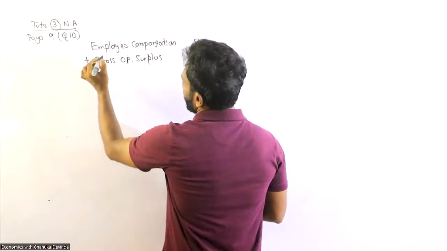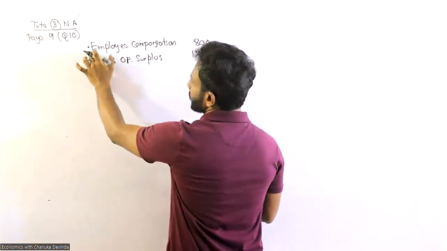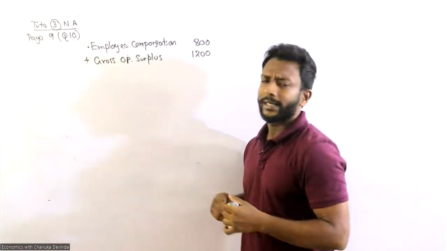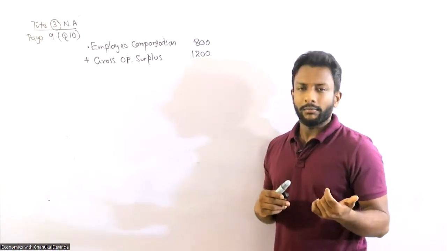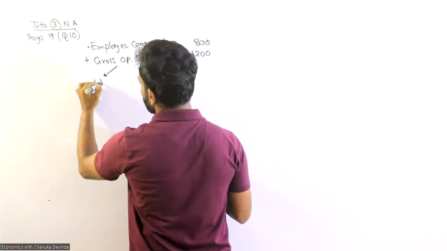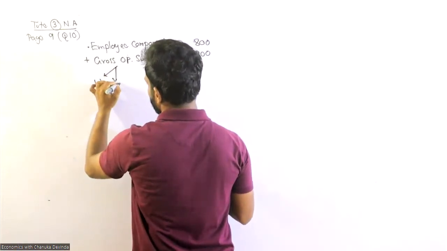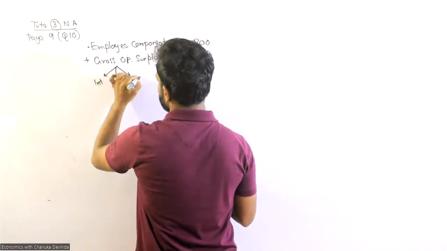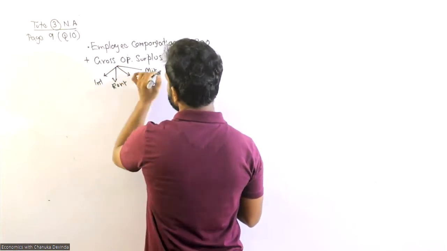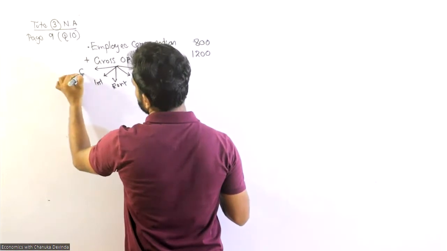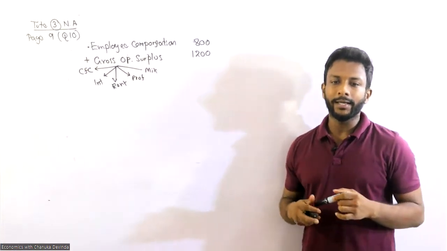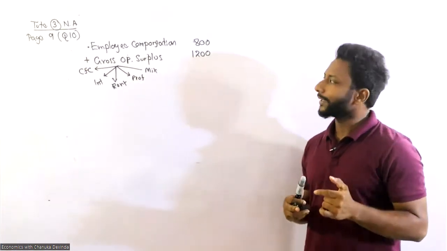Here labor income is here. All the labor income is here, employee compensation. What is included in the gross operating surplus? Interest, rent, plus profit, plus mixed income, and also consumption of fixed capital. All the parts are here, right? Then gross value added at basic price.